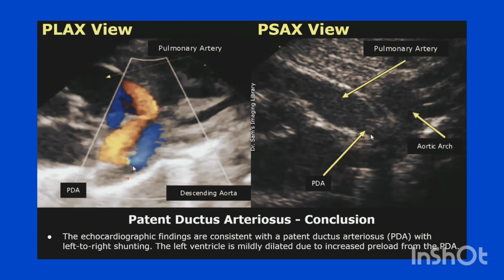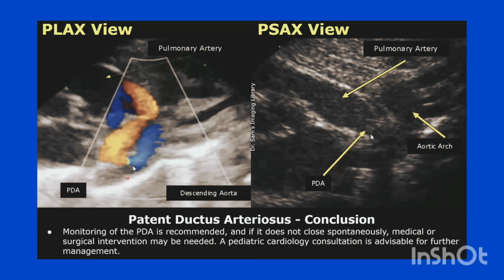Here is the conclusion. The echocardiographic findings are consistent with a patent ductus arteriosus with left to right shunting. The left ventricle is mildly dilated due to the increased preload from the PDA. Monitoring of the PDA is recommended, and if it does not close spontaneously, medical or surgical intervention may be needed. A pediatric cardiology consultation is advisable for further management.